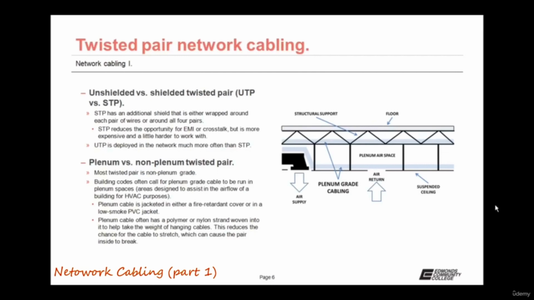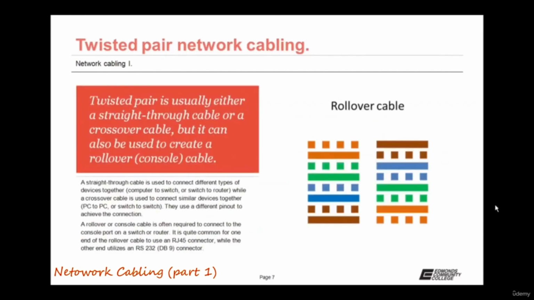Plenum cables often have a polymer or nylon strand woven into the cabling or into the jacket to help take the weight of hanging cables. This reduces the chance for the cable to stretch, which can cause the pair or pairs of wires inside the jacket to break. Twisted pair is usually either a straight-through cable or a crossover cable, but it can also be used to create a rollover or console cable.